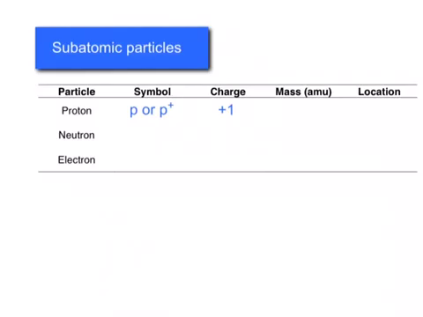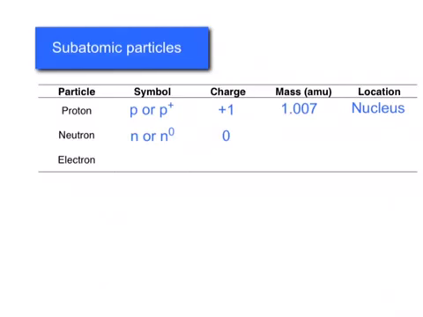The mass of a proton in atomic mass units is 1.007. So pretty darn close to 1. And as you should remember, it's located in the nucleus. The neutron is usually represented by a lowercase n or an n with a 0. And that 0 is there because the neutron has no charge. It is neutral. And so that can be how you can remember that.